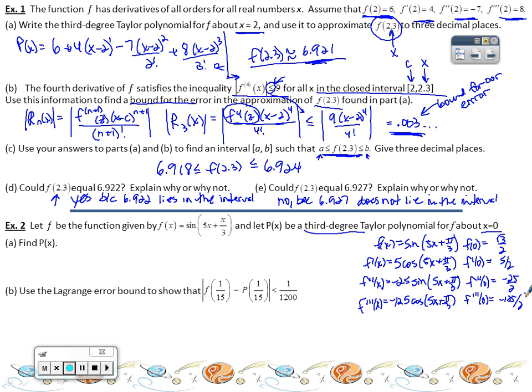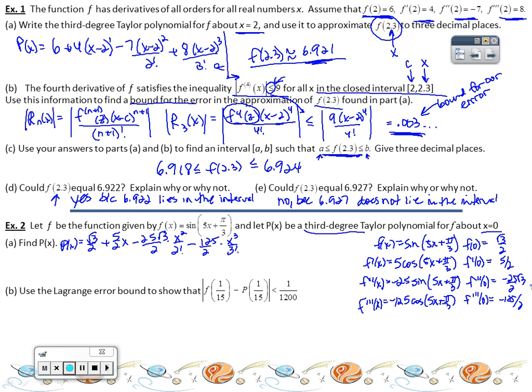So let's use that and create our Taylor polynomial. Oh yeah, I sure did. Yep, I have it over here. You're right, I missed it over here. There we go.